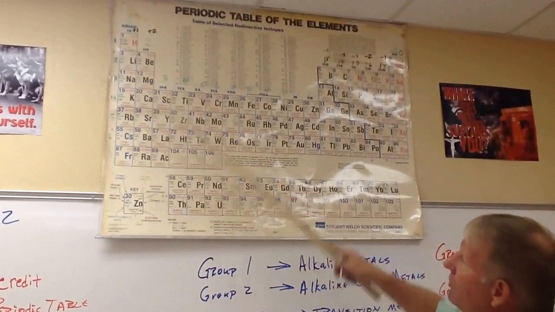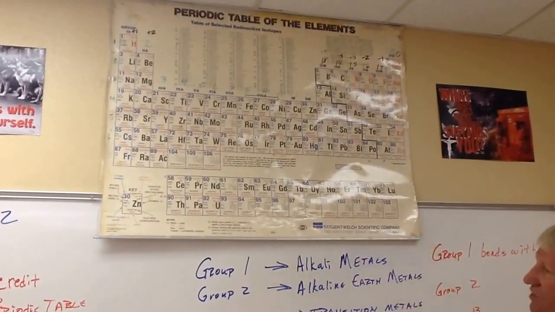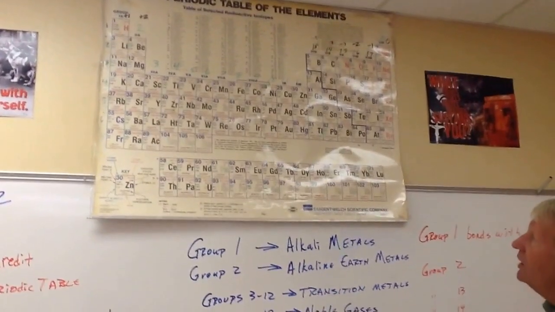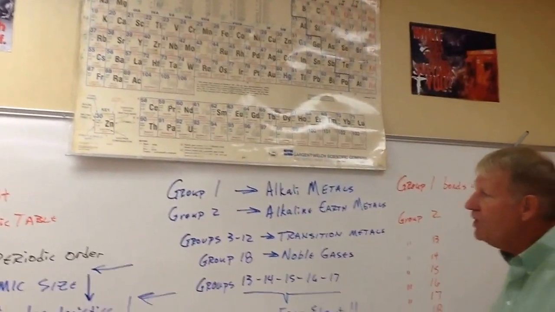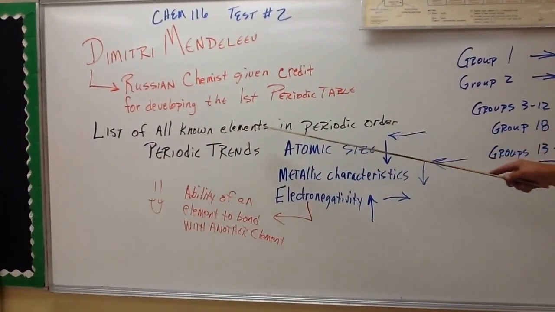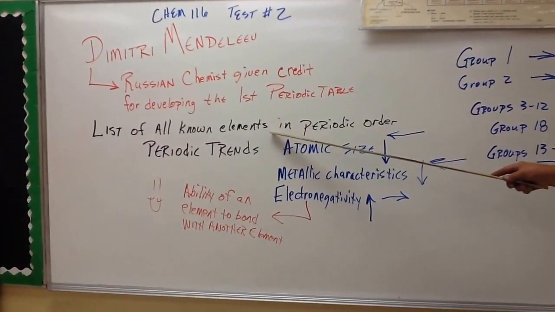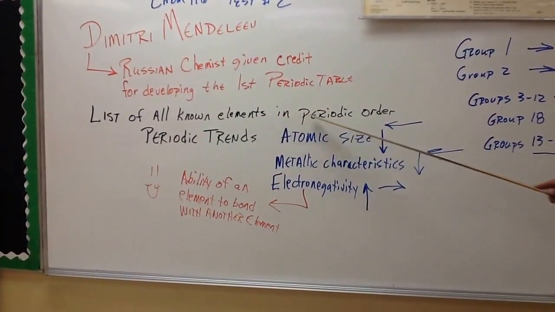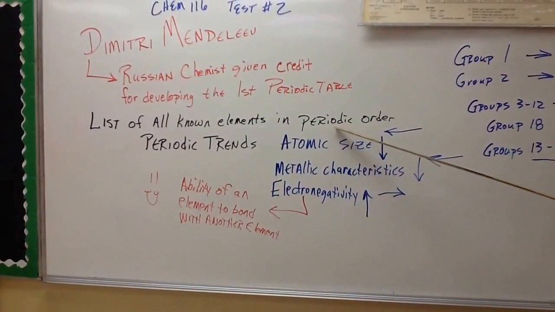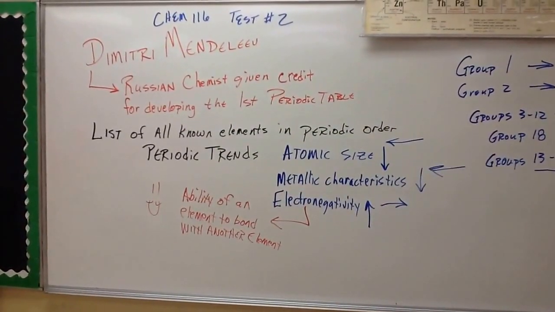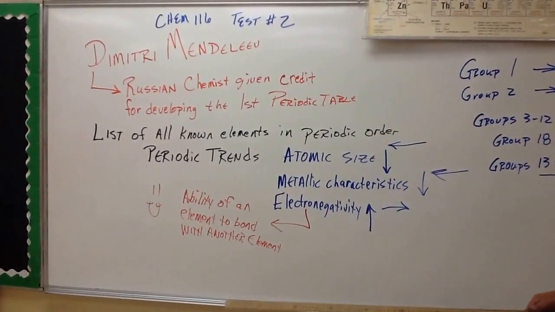Groups run from top to bottom. Okay? So that's a periodic table. Now that sounds pretty good, and you probably learned that along the way. So if we define a periodic table, it is a list of all the known elements. But if you just put that on your test, it's going to be wrong. It's a list of all the known elements in periodic order. In periodic order. This is the key. Okay? In periodic order.